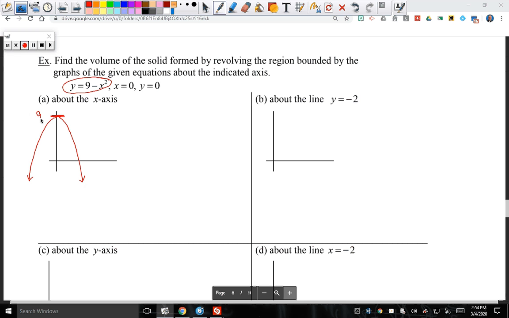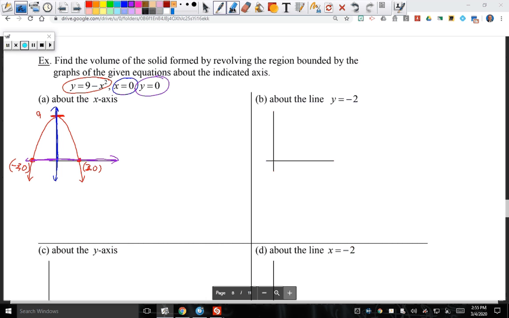Can someone tell me what this x-intercept would be? 3. How about the one way over here? Negative 3. Okay? The next thing is x is equal to 0. That's the y-axis. Then we have y is equal to 0. That's the x-axis.